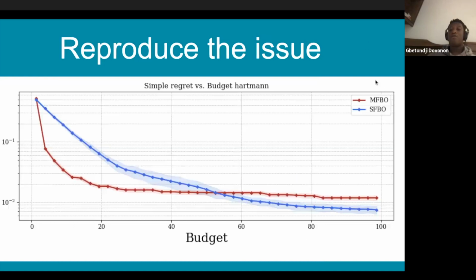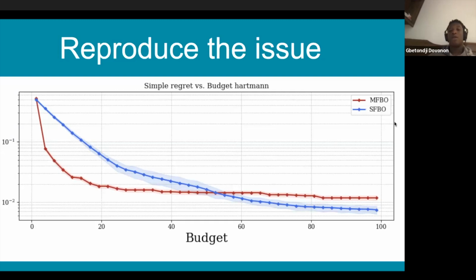And we decided to first try to reproduce this issue. So here is, once again, MES. In red, you have the multi-fidelity variant, and in blue, you have the single fidelity variant, for the Hartman problem. For the Hartman 6D environment, you see that the multi-fidelity one performs better until a budget of approximately 50. Then the single fidelity one starts outperforming it.